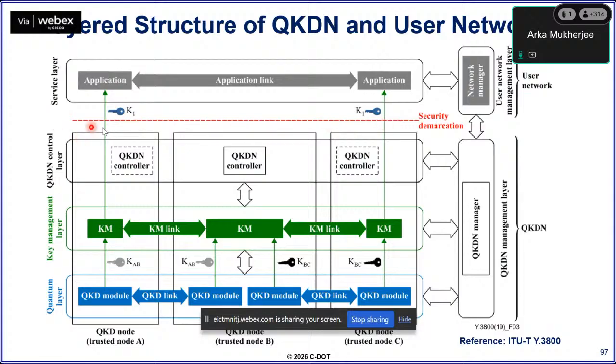Okay, below this line we need to maintain the security, and it is not our responsibility actually to maintain the security of the application layer. It is someone else's responsibility to maintain the security of the application or the service layer. So this is taken from the ITU-T Y.3800 series. This standard is freely available.